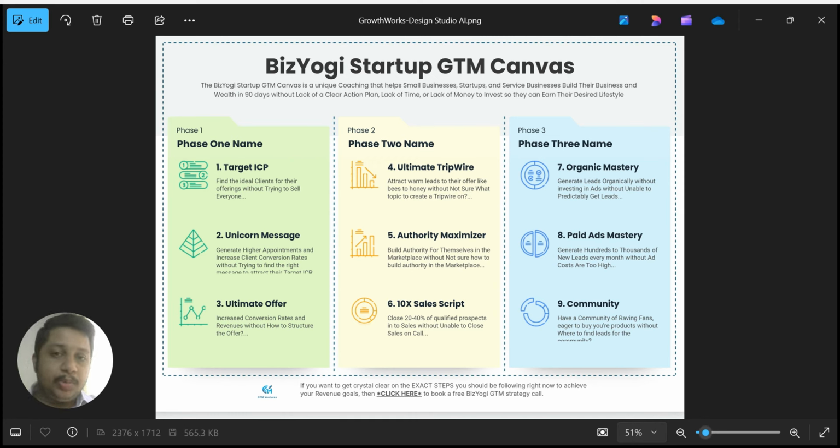And what that would do is, you'll be able to close maybe 20 to 40% of qualified prospects into sales. Imagine that if you have 100 incoming qualified prospects in a year, and you can convert 20 to 40 of them into clients. Imagine what that would do to your business. That is the essential power of the 10x sales script.